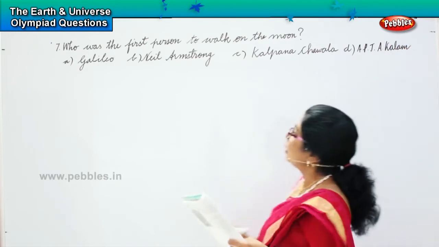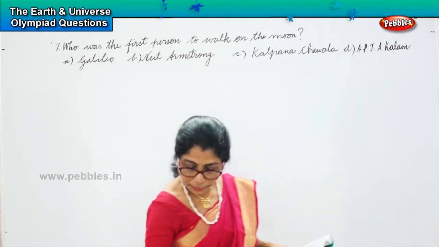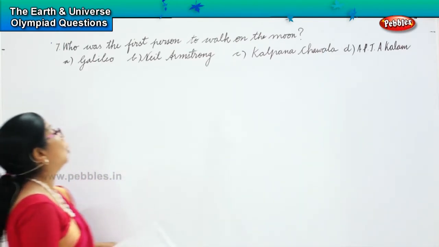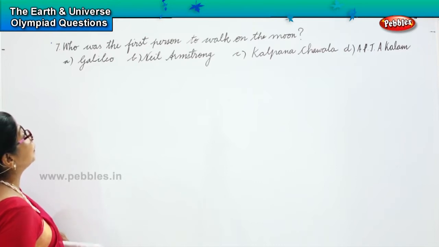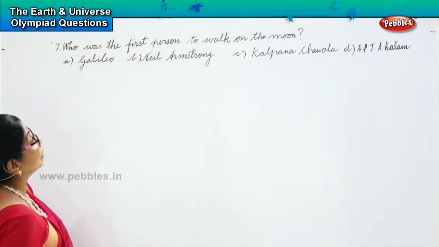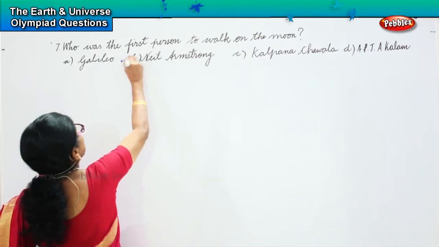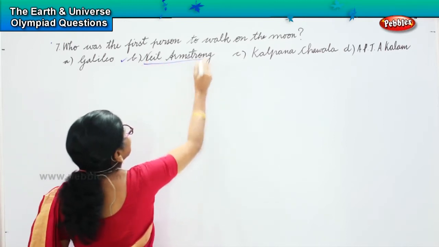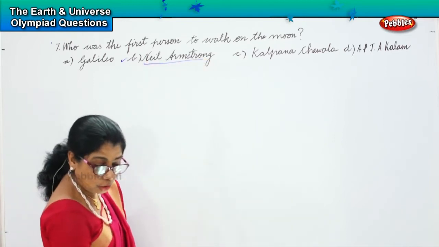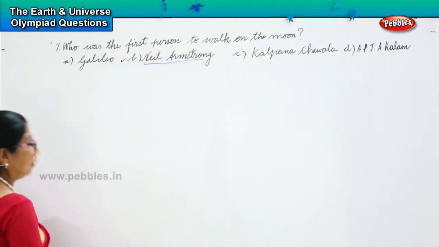All right. The question is, who was the first person to walk on the moon? And our answer is option B, Neil Armstrong was the first person to walk on the moon.